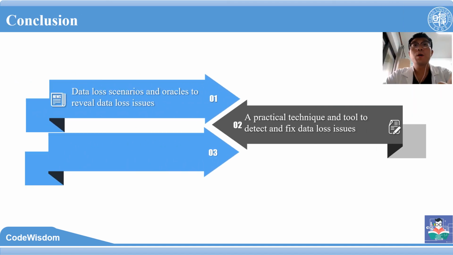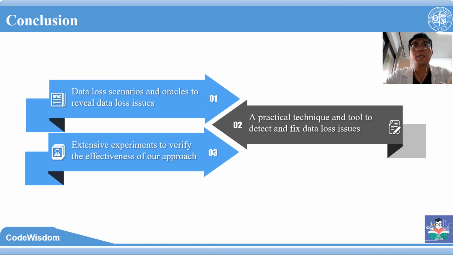In this paper, we introduced a practical technique iFixDataLoss that can automatically detect and fix data loss issues in Android apps. Our extensive experiments show iFixDataLoss is effective in detecting and fixing data loss issues in Android apps.